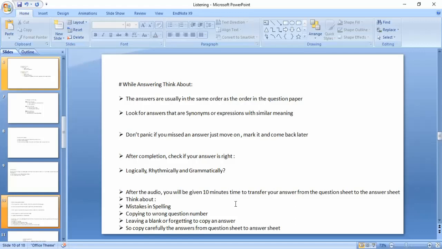Therefore, the statement is true. So in this way, you have to be confident in selecting and writing your answer. Don't panic if you missed an answer. Just move on, mark it, and come back later. After completion, check if your answer is right.